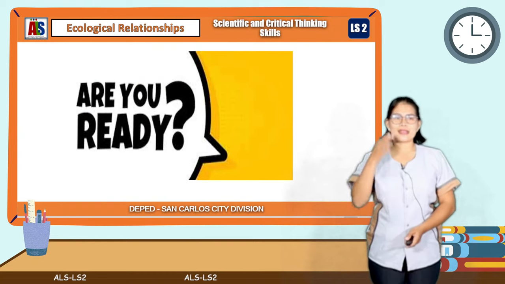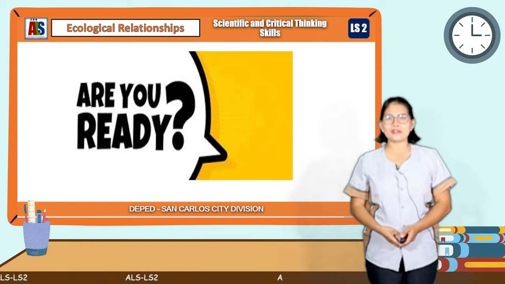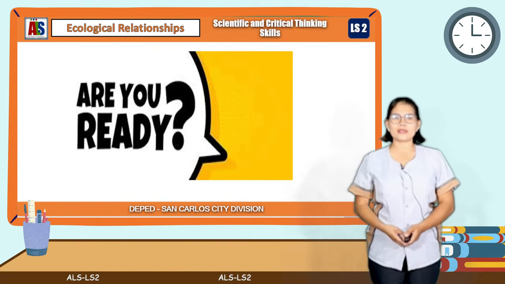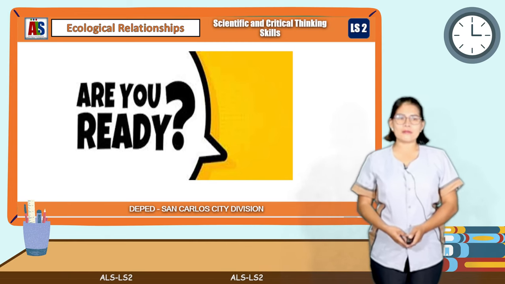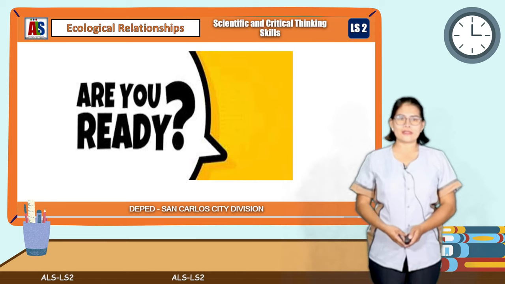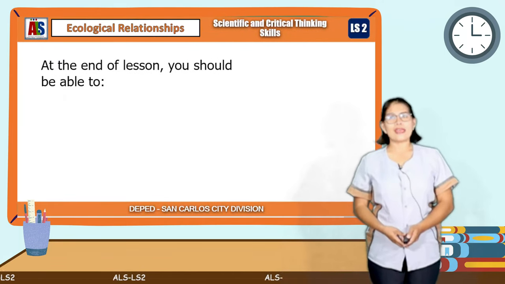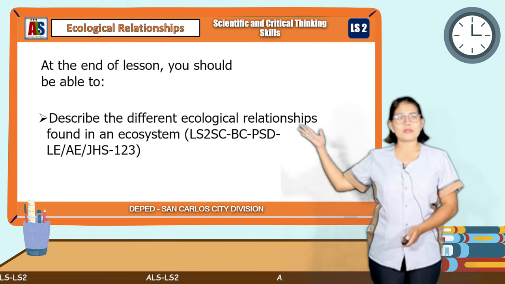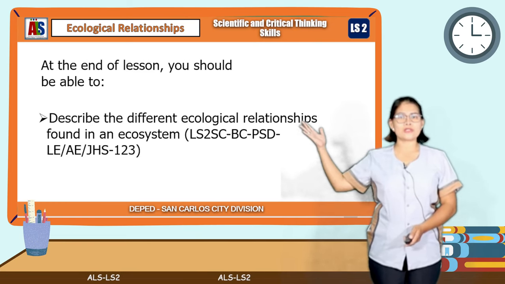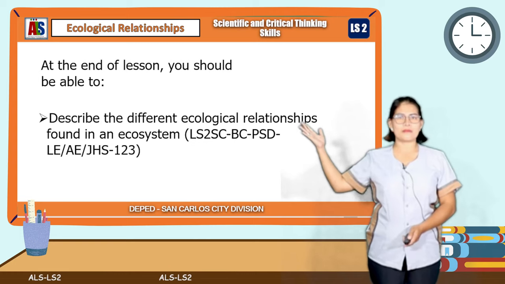Our lesson today is all about Quarter 3, Week 3, Ecological Relationship in an Ecosystem. But before that, let me share with you our learning objectives. At the end of the lesson, you should be able to describe the different ecological relationships found in an ecosystem.